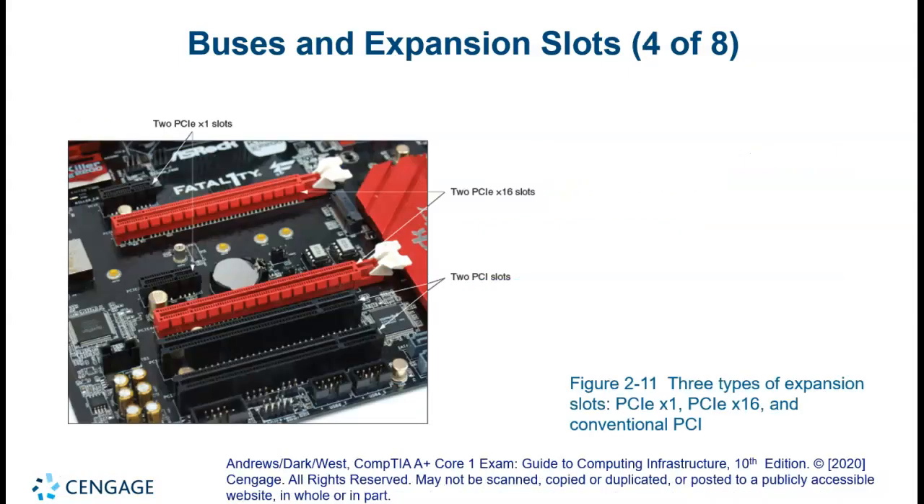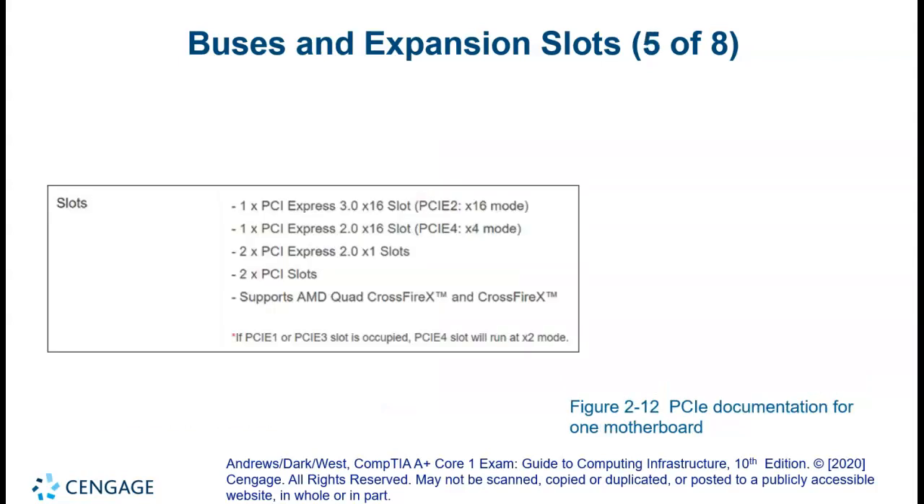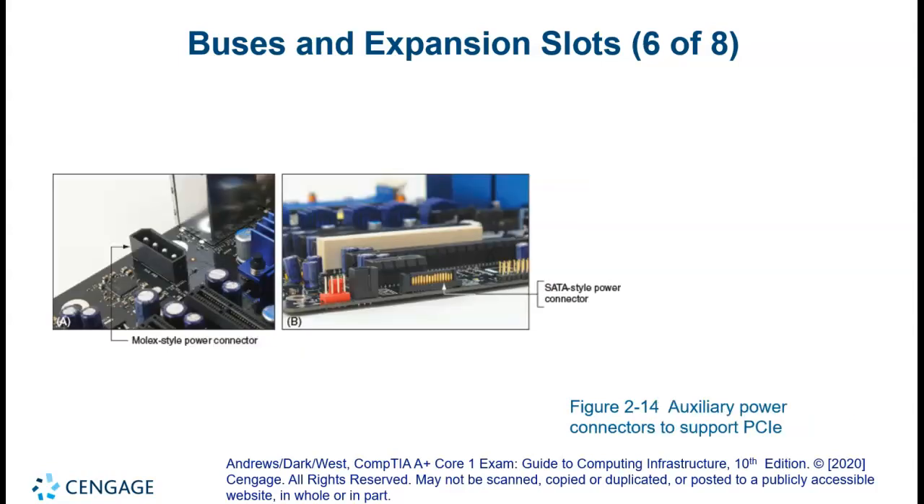Here are the expansion slots: the X1, X16, and conventional PCI slots. Here's what it will look like in your documentation. Here's your SATA power connector, and auxiliary power connectors for the PCIe. Here are auxiliary power connectors to support the PCIe, in case you need them. Not all cards may need it; video cards are most likely.